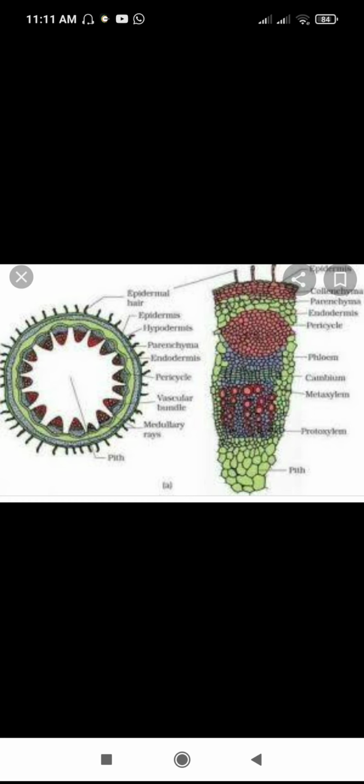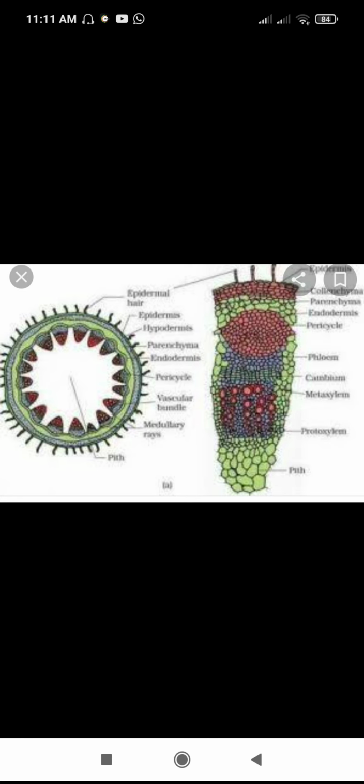Next we will discuss the second one, the cortex. Below the epidermis is the cortex, which is distributed into three regions. First one is the outer cortex, second one is the middle cortex, and third one is the inner cortex.